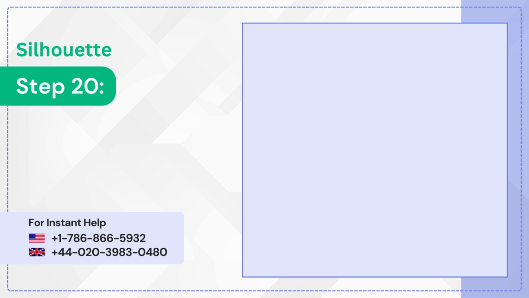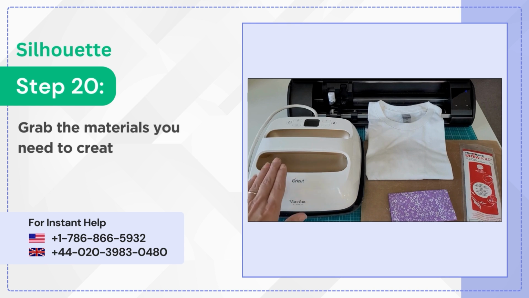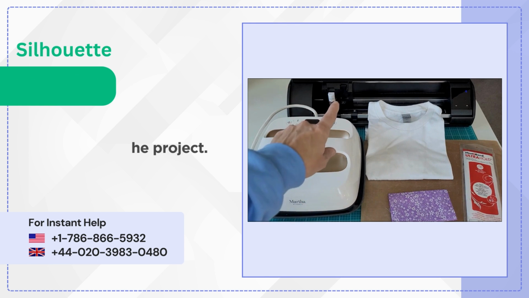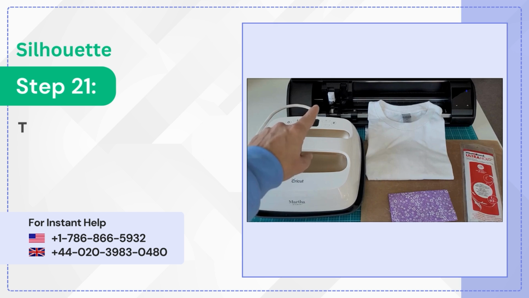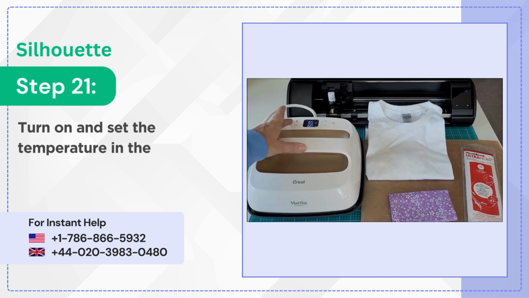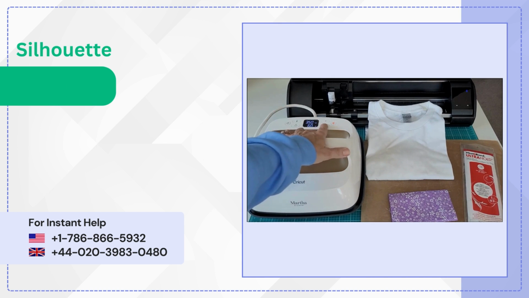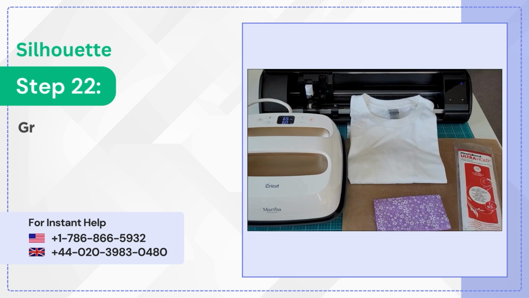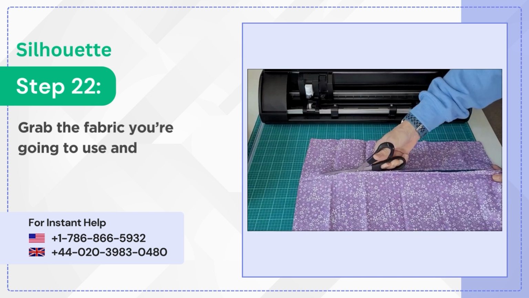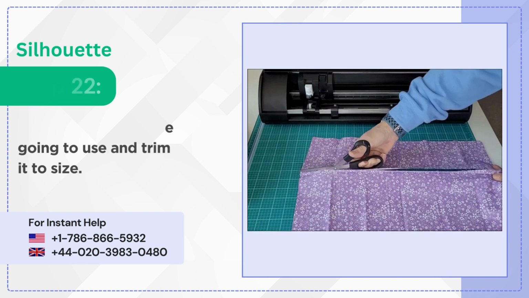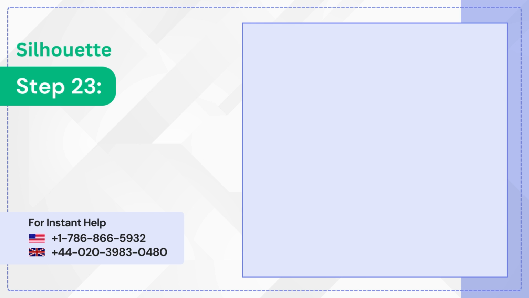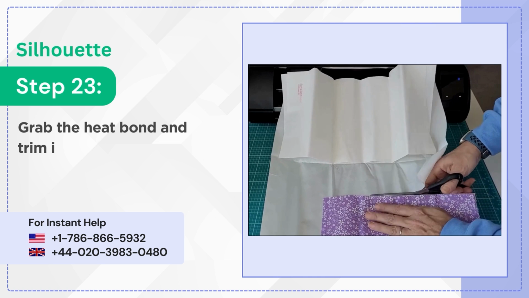Step 20. Grab the materials you need to create the project. Step 21. Turn on and set the temperature in the heat press. Step 22. Grab the fabric you're going to use and trim it to size. Step 23. Grab the heat bond and trim it to size as well.